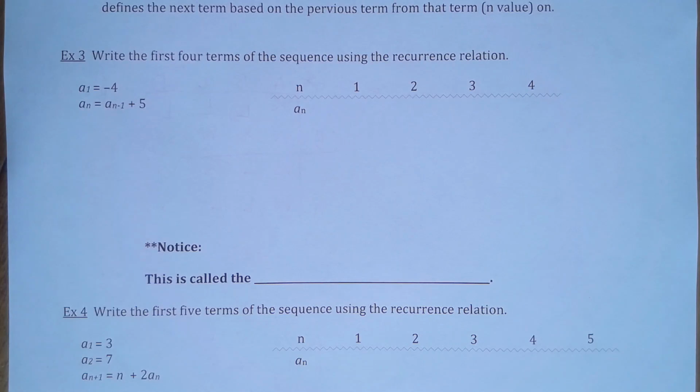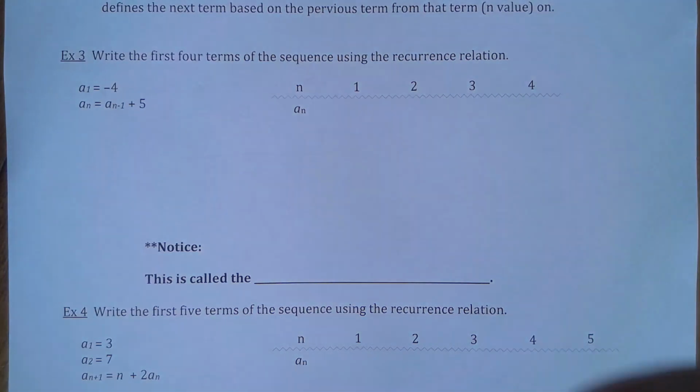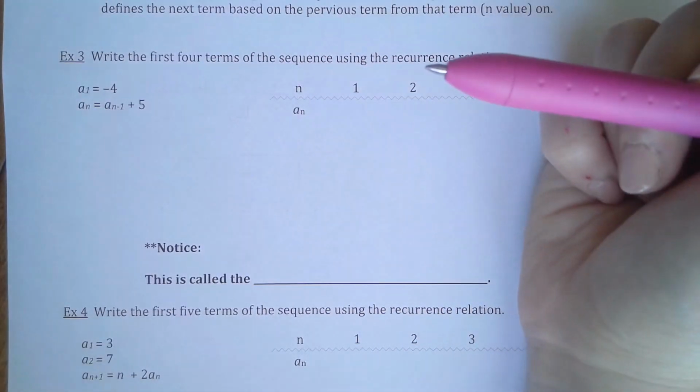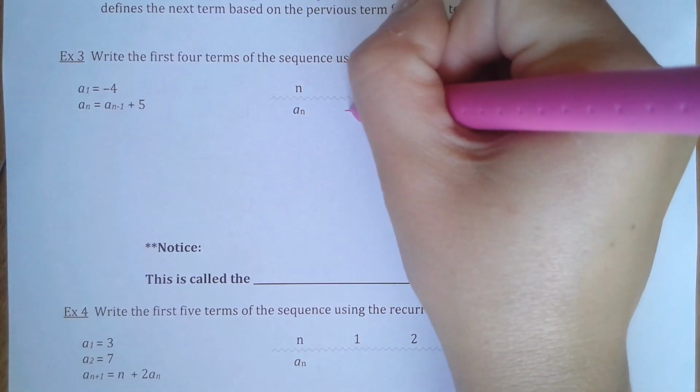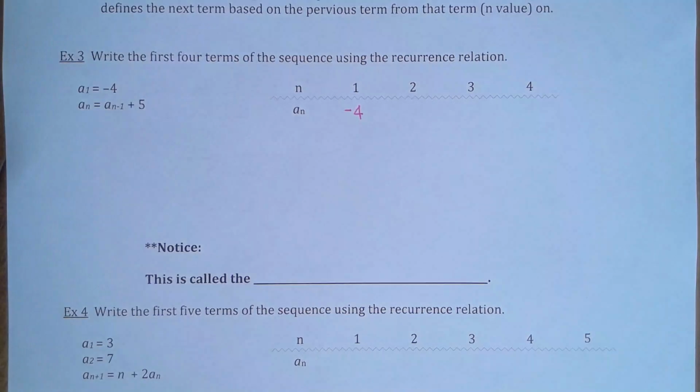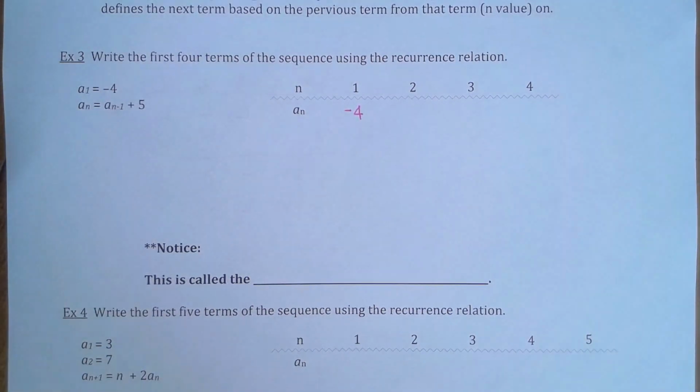Our first term in our sequence is -4. That's why it's saying a sub 1 is -4. So if our n value is kind of like our x, and our a value is kind of like our y, our first value here would be -4. And then we use that previous term to come up with our next term.